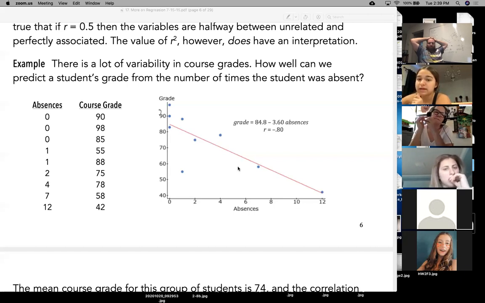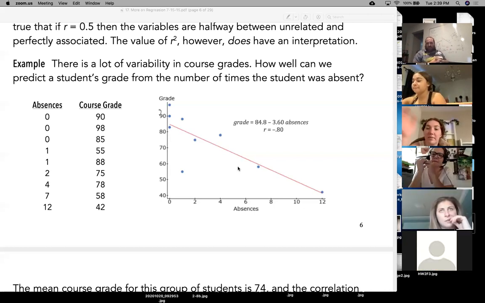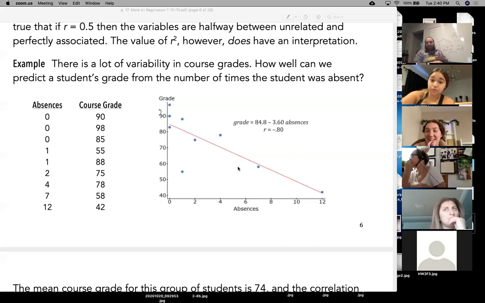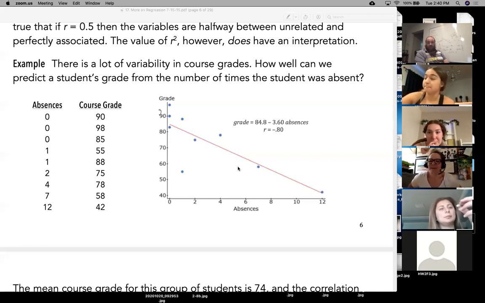Studying, how much you study. The time they spend studying. The prerequisite courses that they might have. How smart they are. What they ate for breakfast, how much they slept the night before. What's going on at home. There's many things that could be affecting their grades besides just their absences. But this particular problem only considered absences and ignored everything else.